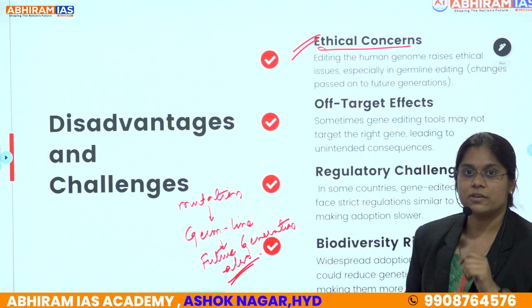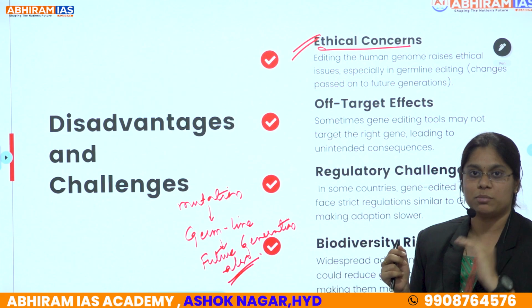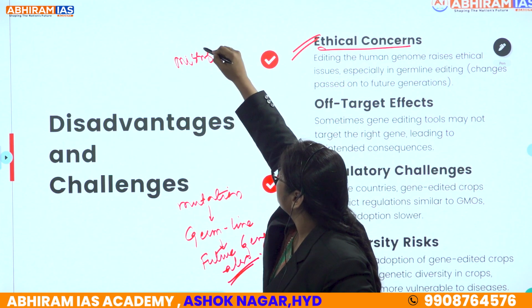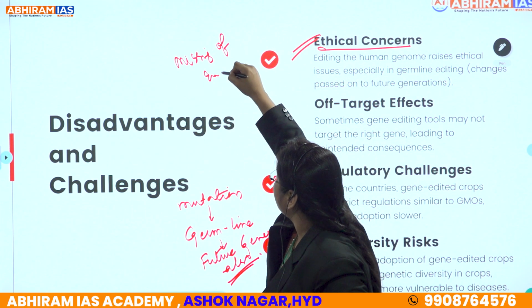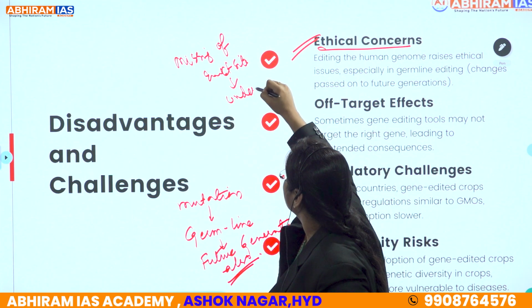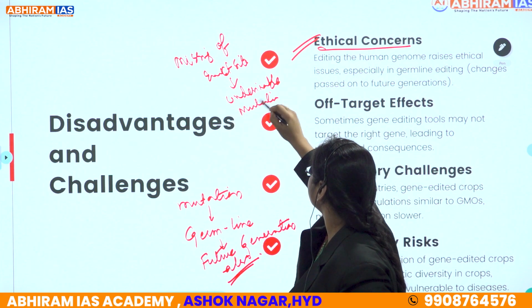And off-target effects: sometimes, when we are altering the gene, the site may be missed. So, missing of the exact site is leading to undesirable traits or undesirable mutations.